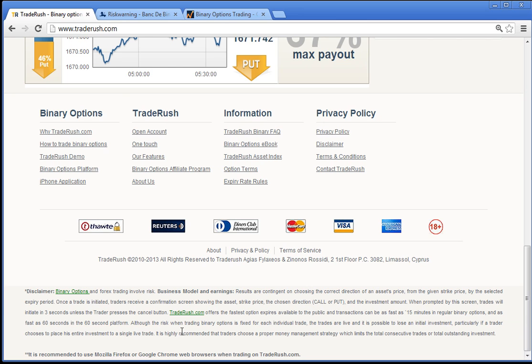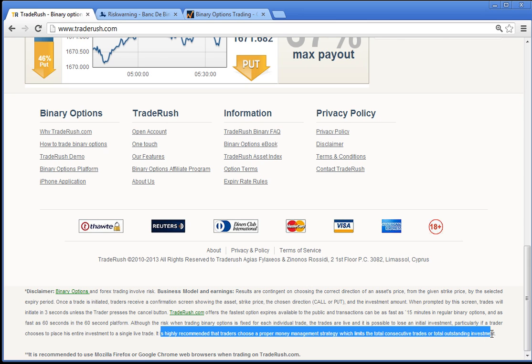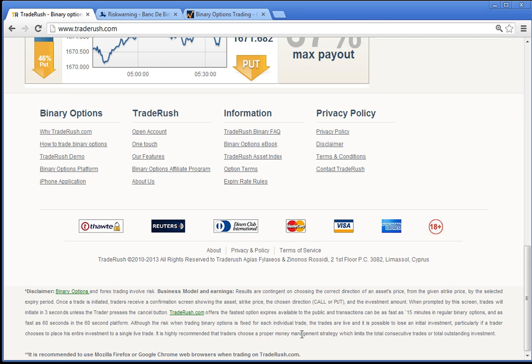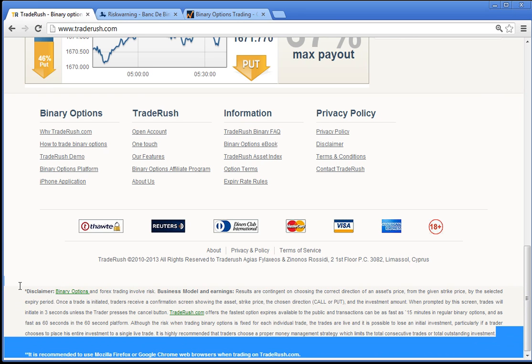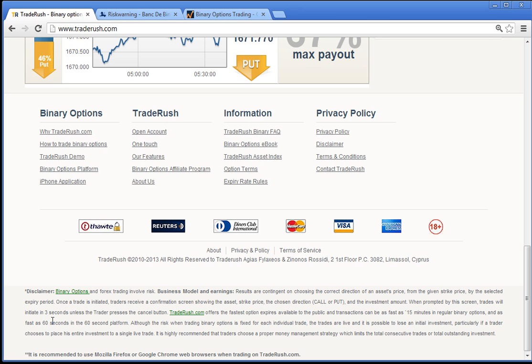all our money. It is highly recommended that traders choose a proper money management strategy which limits the total consecutive trades or total outstanding investment. Yes, when you go ahead and bet your money on us, please choose a proper money management strategy, which they're not going to provide for you. Okay, well, there's nothing particularly striking about this information here at the very bottom. But oh, wait a minute, there's something at the very, very bottom.